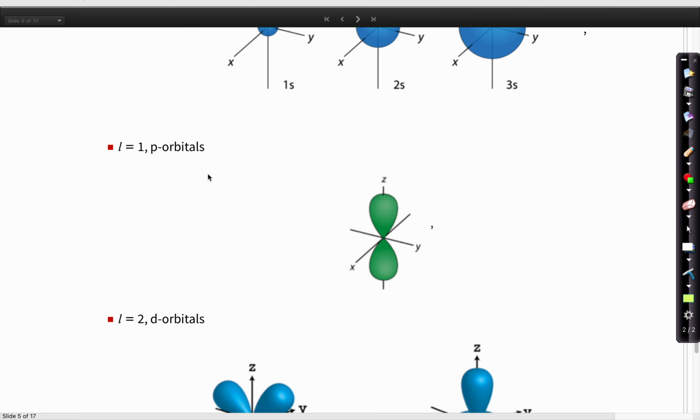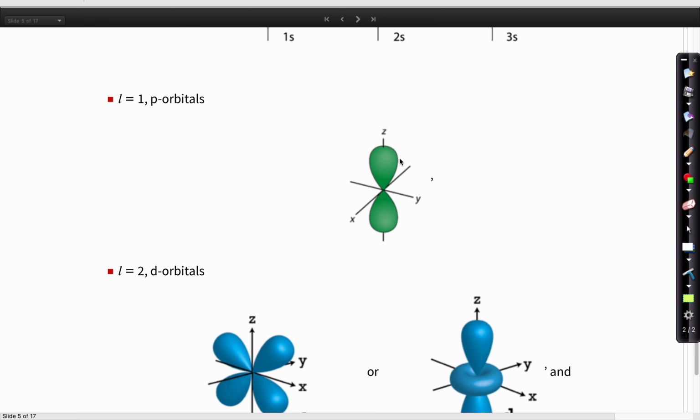Okay, what about p orbitals? P orbitals look like little dumbbells. So you'll often see me draw these kind of like this. Sometimes I'll draw them sideways. Sometimes I'll draw them kind of coming in and out like this. But nevertheless, they always look like this sort of p orbital dumbbell shape. Okay, so that would be when L equals 1.